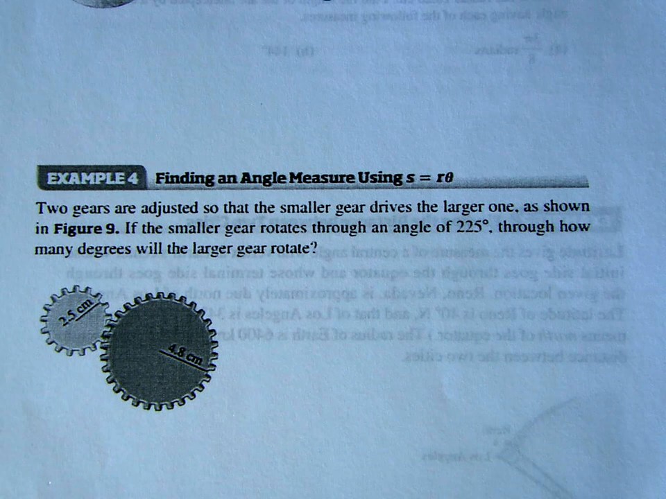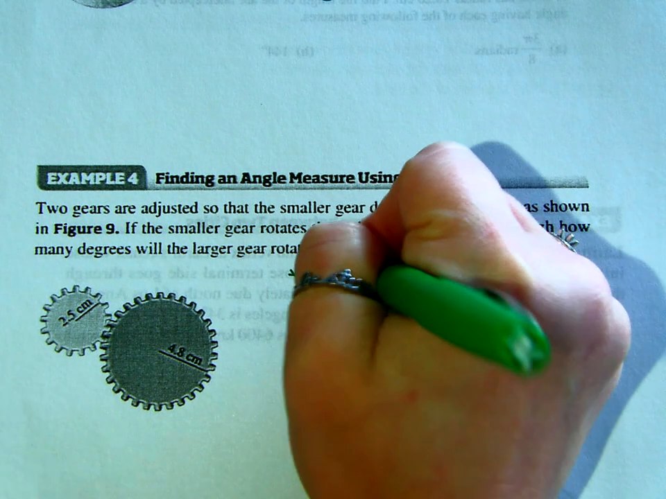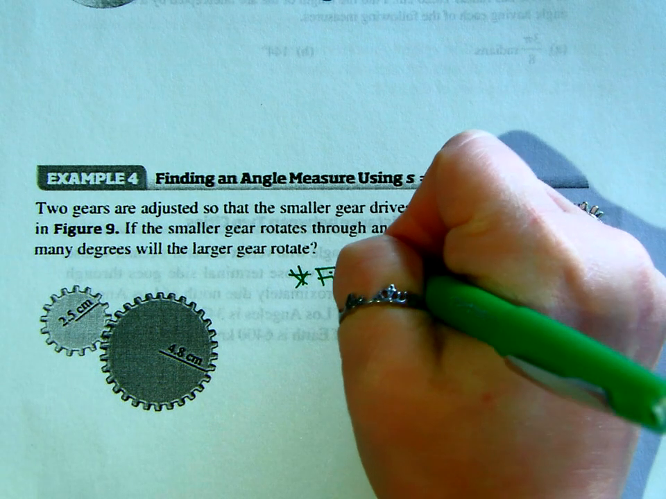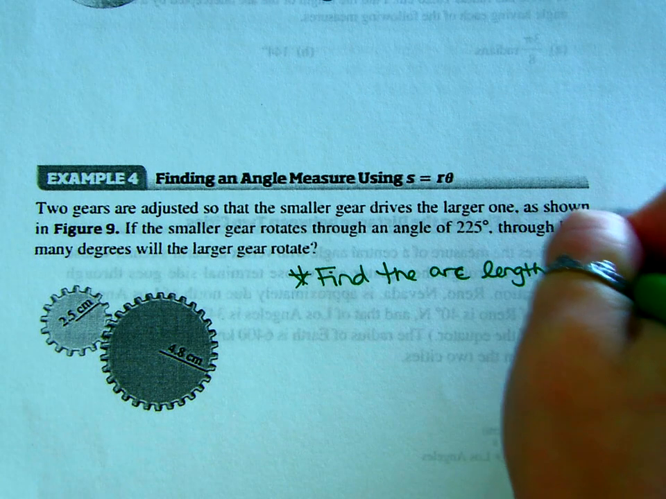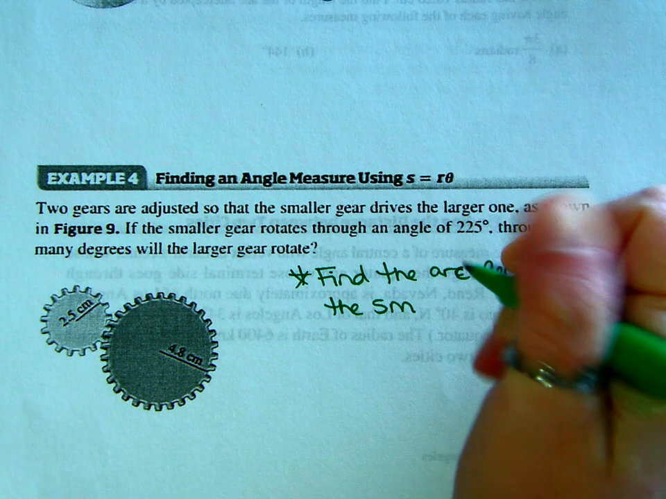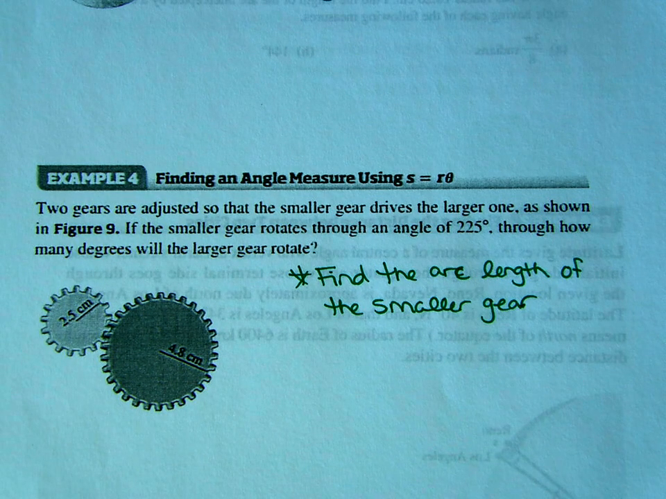And it says two gears are adjusted so that the smaller gear is driving the larger one, as shown in the picture. If the smaller gear rotates through 225 degrees, through how many degrees will the larger one rotate through? So the first thing that you need to figure out is you need to find the arc length of the smaller gear. Because once we know how much that one turns, we can determine how far the second one is actually turning as well off of that.